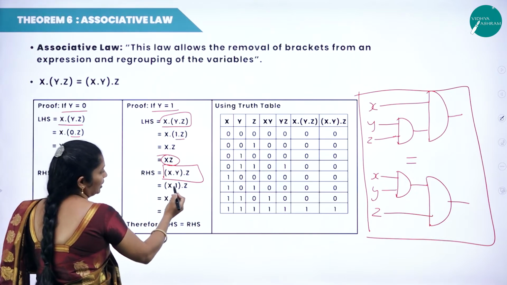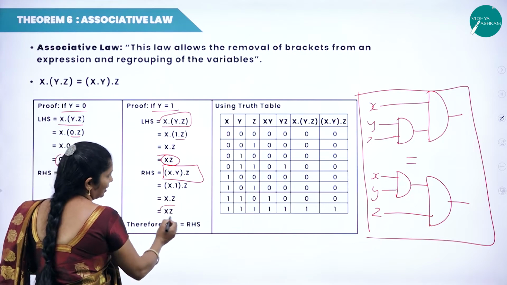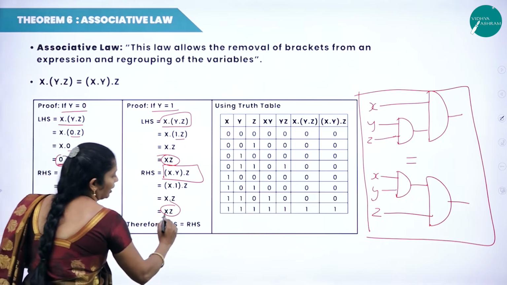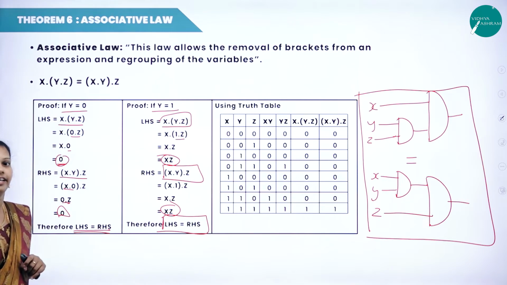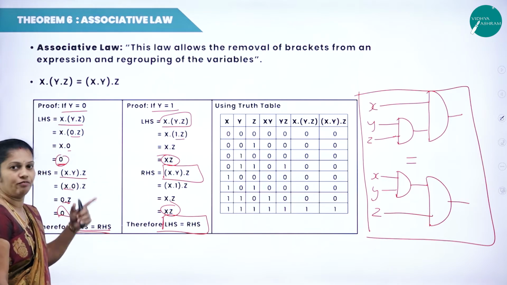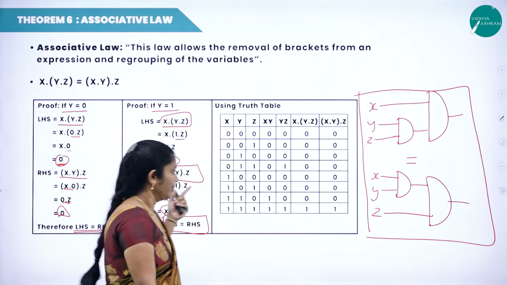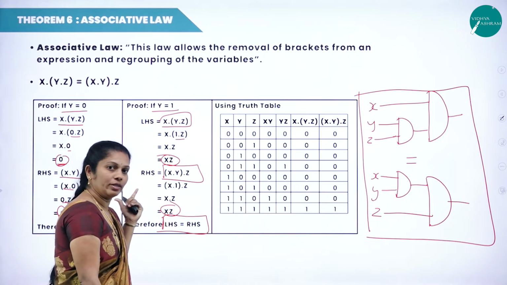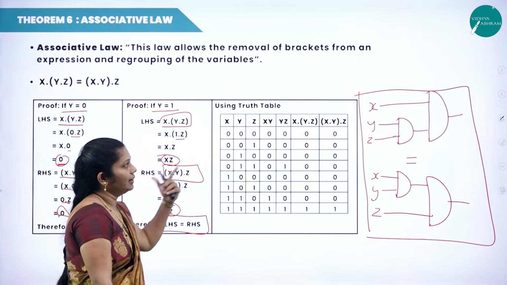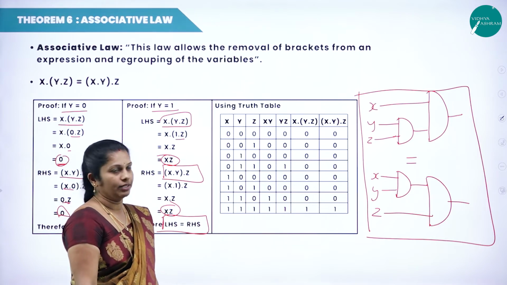And here 1 into x is nothing but x, then z, that is xz. Therefore, right hand side value equals left hand side value. This is the perfect induction method. First, we write the circuit diagram. Then we solve that by using the perfect induction method. Next, we will write the truth table for that.